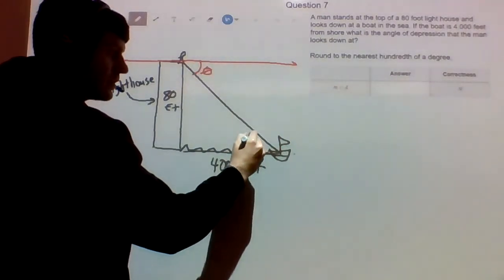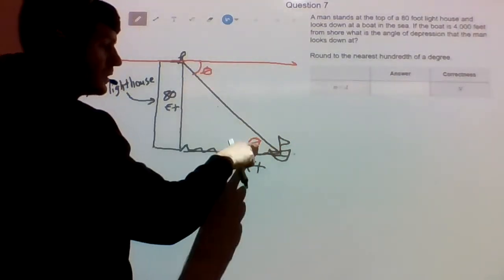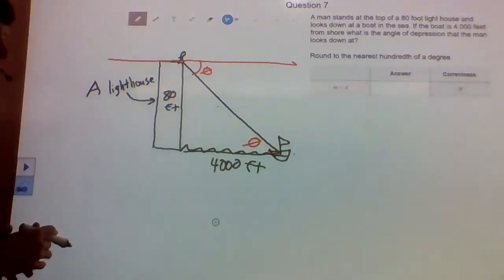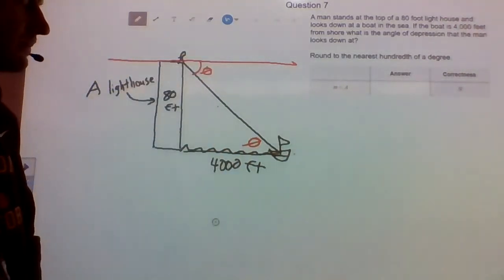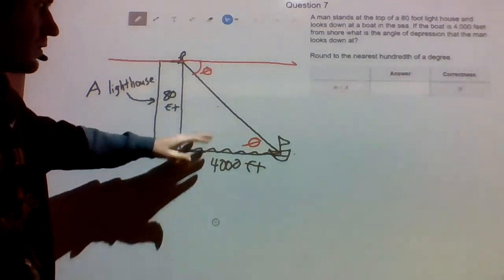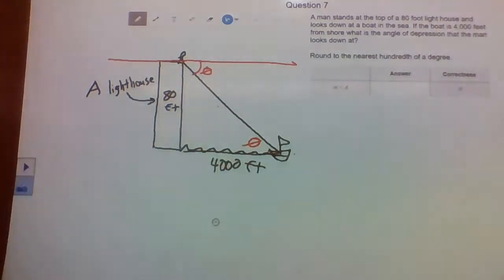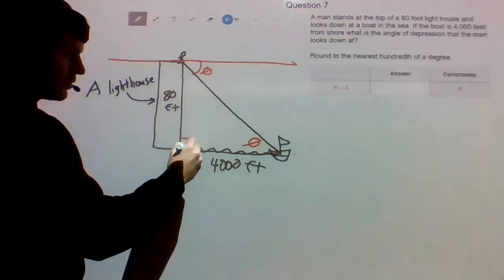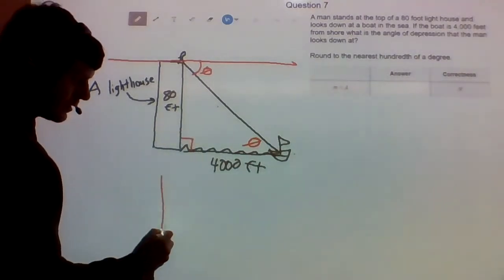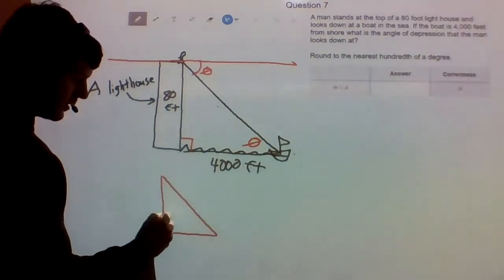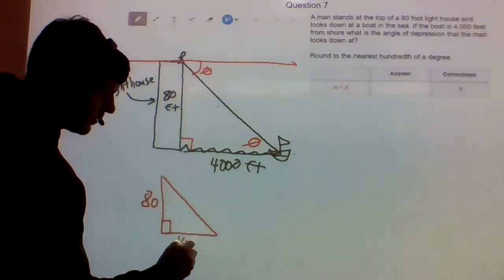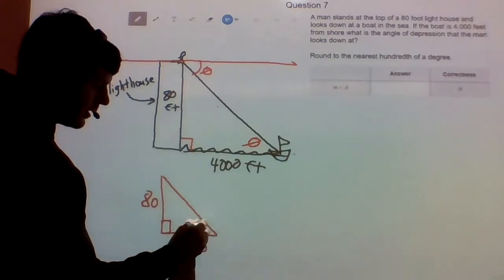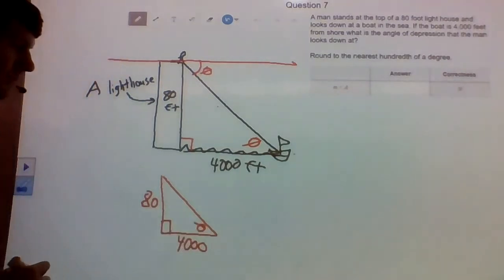So if we can find this angle down here, that's going to be the same as this because these are alternate interior, and the ground is going to be parallel to the horizontal line up here. And since the lines are parallel, alternate interior angles are congruent. And so there we have our triangle. If we want to draw it again without all the fluff, you have 80 feet tall, you have 4,000 feet on the bottom, and we're solving for this angle here.